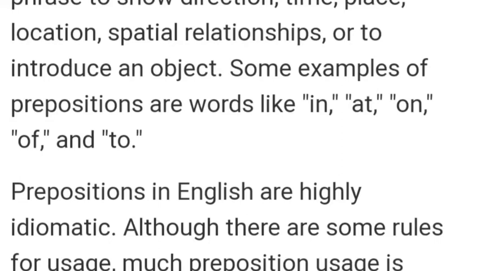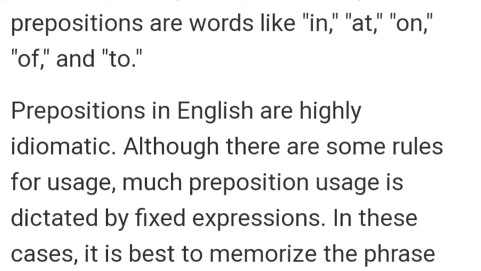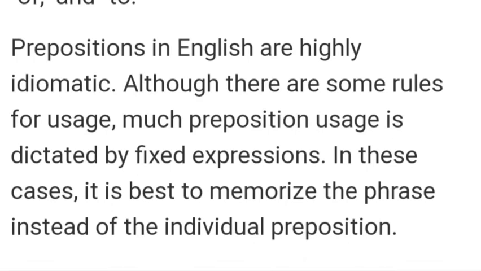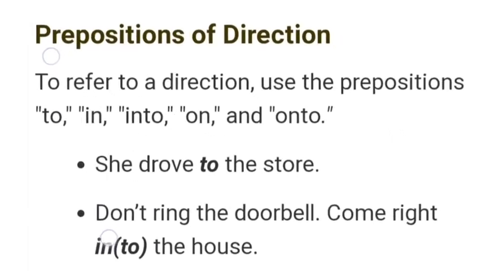Prepositions in English are highly idiomatic. Although there are some rules for usage, preposition usage is dictated by fixed expressions. In these cases, it is best to memorize the phrase instead of the individual preposition. When the phrases are there, it is difficult to understand which preposition to use and how, but you have to memorize the phrase instead of the individual preposition. A few rules are there.